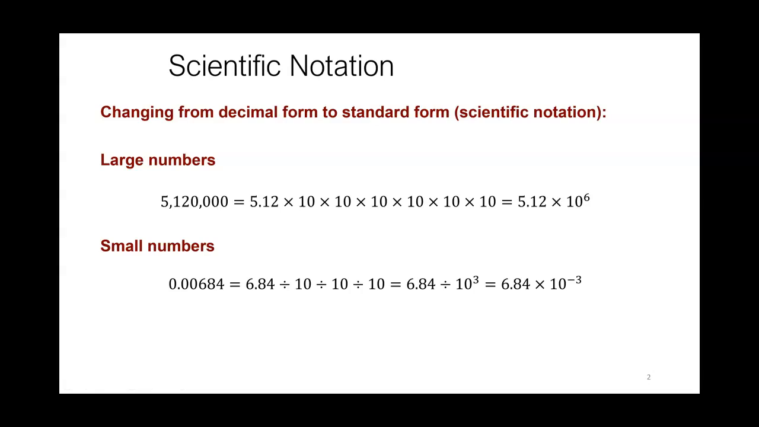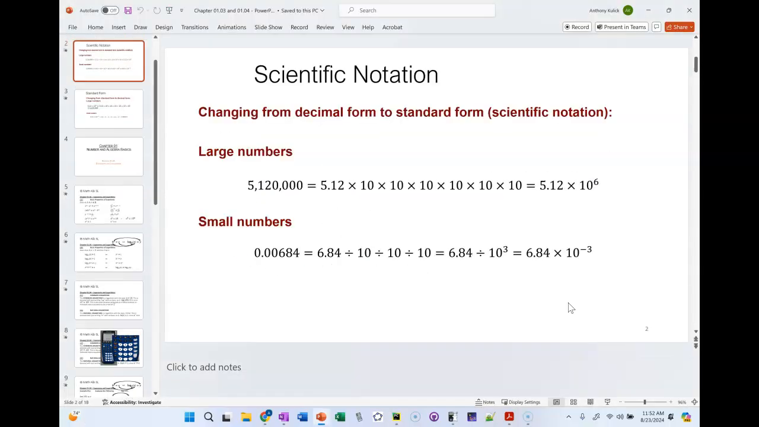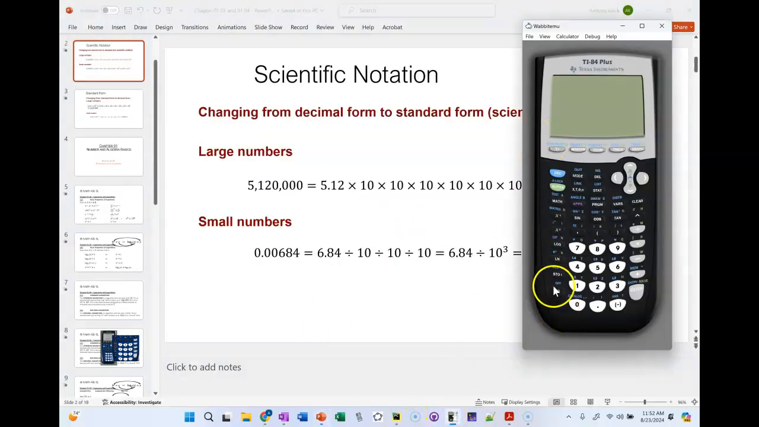You guys all know that your calculator will convert a number into scientific notation for you also. Let me show you how to do that real quick. So if I take out my calculator, if I change my mode from normal to scientific, SCI is for scientific, and then I go back to the main screen. If I just type in the number like 5,120,000 and press enter, it just puts it in scientific notation for me. Or if I put in 0.00684 and press enter, it just puts it in scientific notation for me.